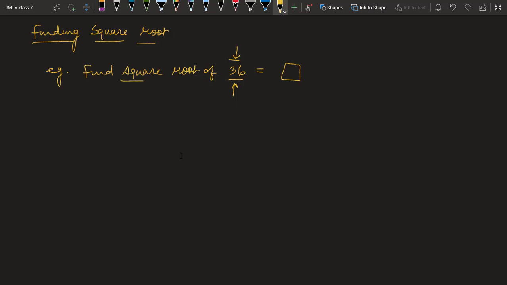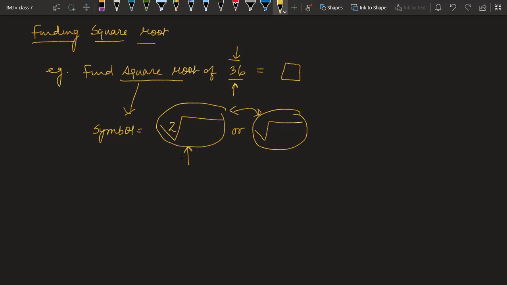First thing, square root means the power is in fraction, or there are two symbols. This is the symbol for square root, and we write 2 over here. Whether you write it or not, it is all the same thing. For square root, you have to make a symbol like this or a symbol like this. They both are the same. Now, what is the question? The question is the square root of 36. First, we have to prime factorize 36. Let us prime factorize 36.